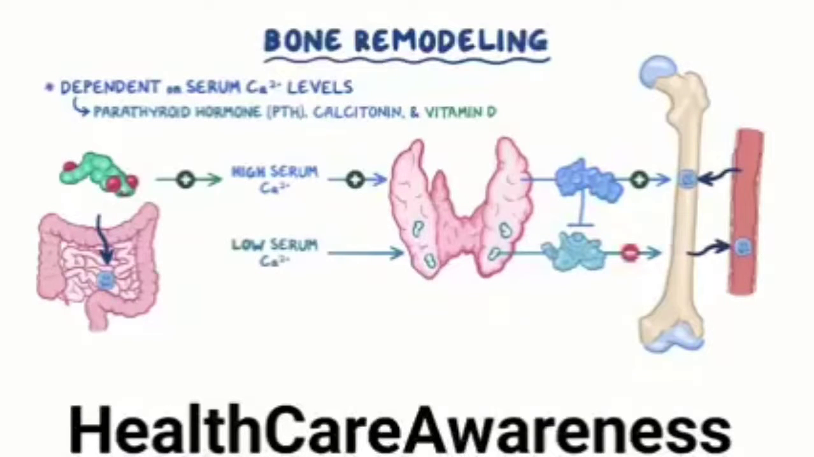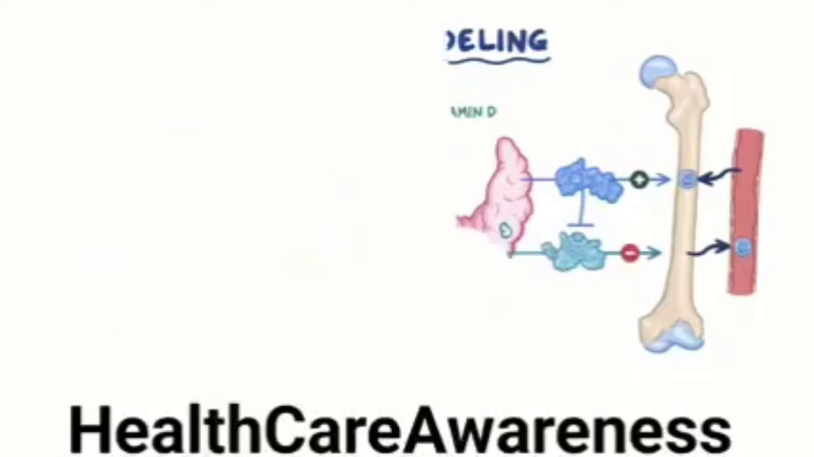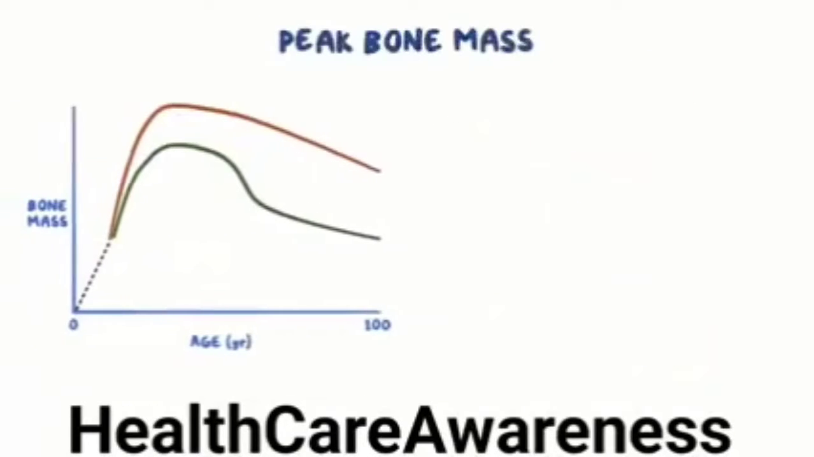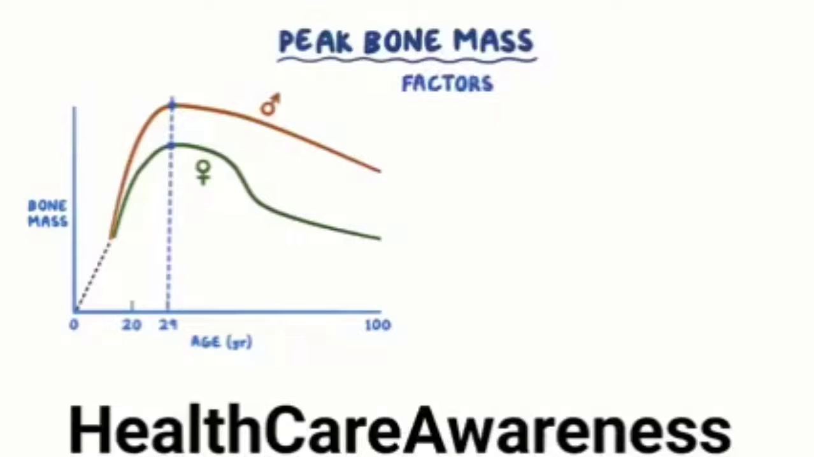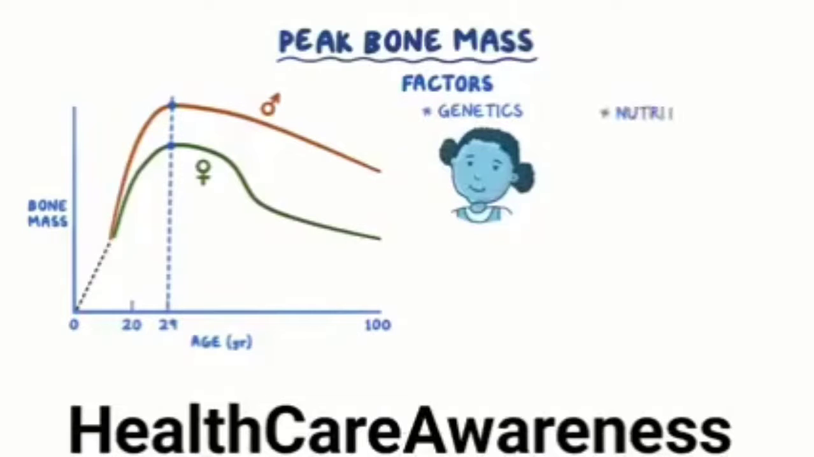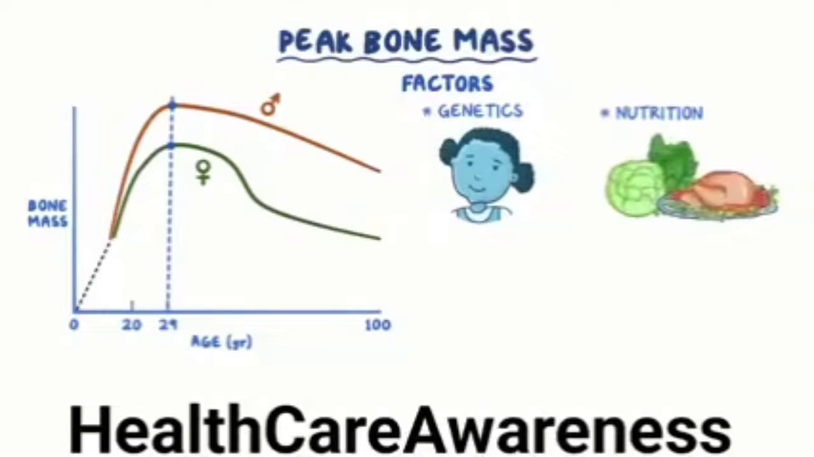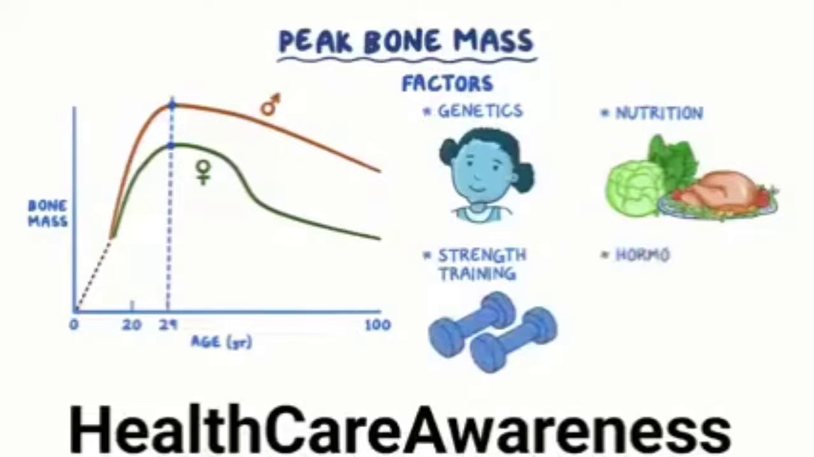The balance between these regulatory factors results in a peak bone mass, usually by age 20 to 29, and this usually occurs earlier in females than in males. Factors that determine the peak bone mass are genetics. For example, people of African descent tend to have greater bone mass, and nutrition, meaning adequate vitamin D intake increases peak bone mass. Finally, strength training increases peak bone mass, as well as hormones like estrogens and androgens that inhibit bone resorption.